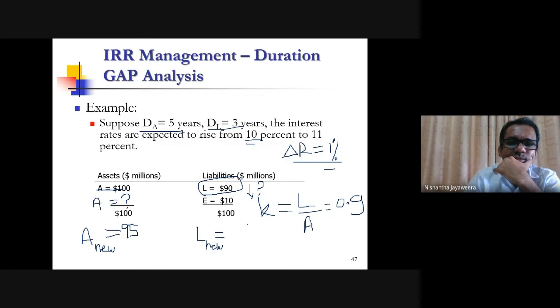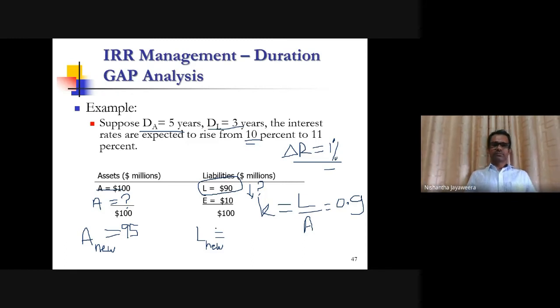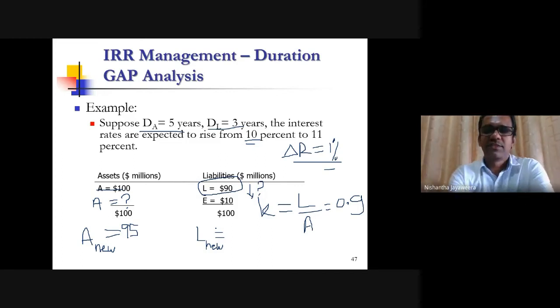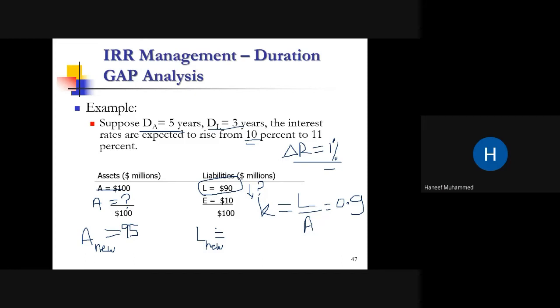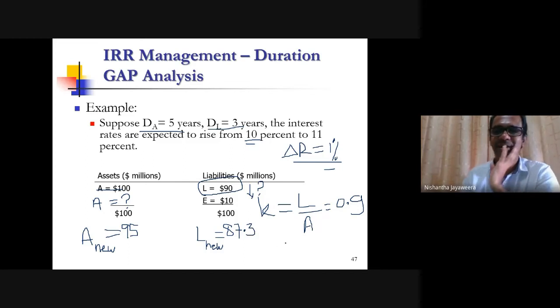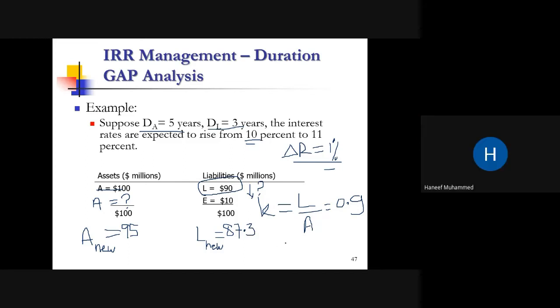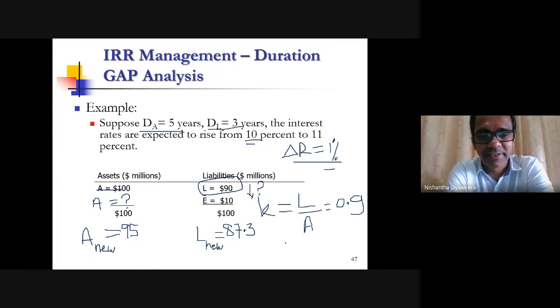What is the L new? What's the amount of new liabilities? $87.3. I'm not too sure. Correct me if I'm wrong. I don't know whether these are correct or wrong. We'll see. Any other answers? Different answers?